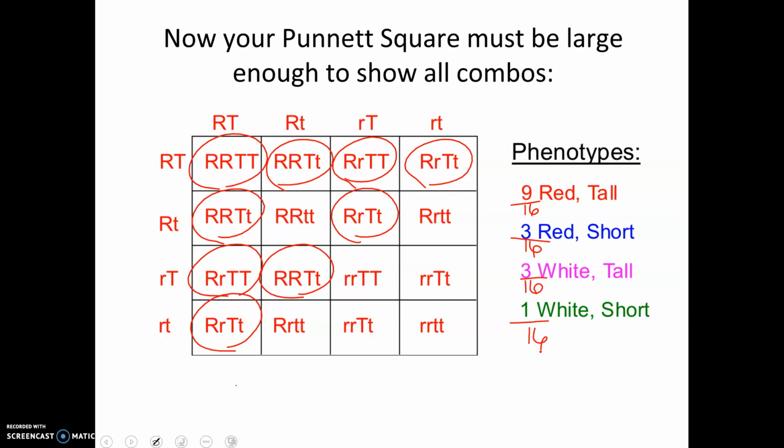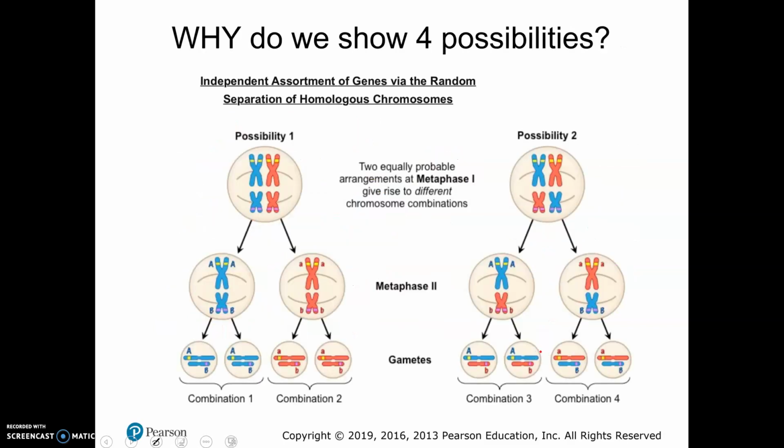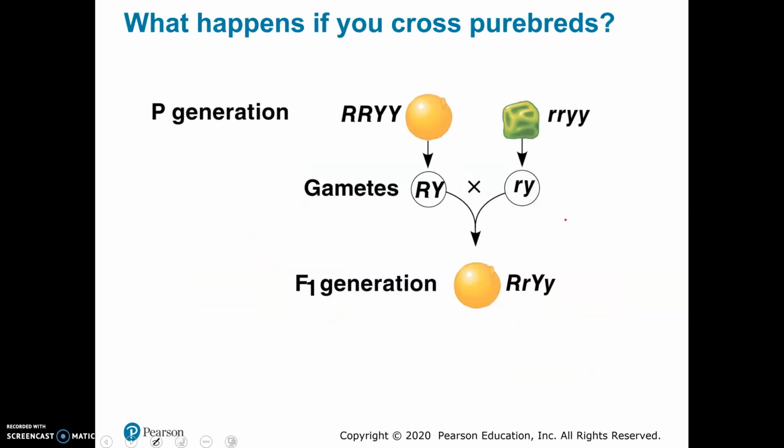So this is how you solve it with a Punnett square. You have to come up with all the possible outcomes and then make a Punnett square that's big enough to accommodate what you could get from that cross. This is showing what they mean by independent assortment, that it could be the blue and the blue and the red and the red, or it could be the big blue with the little red or the big red with the little blue. That's the reason we have to write so many possibilities.